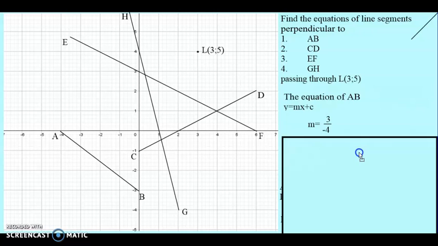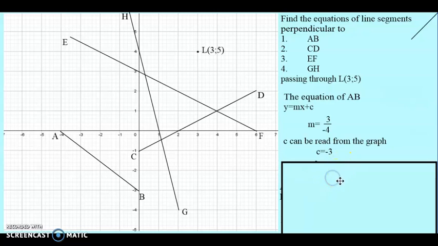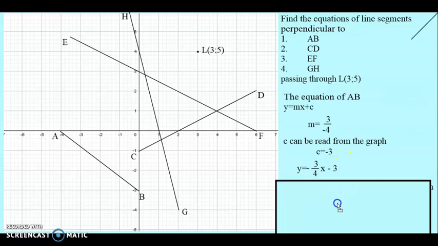Firstly, we know that the gradient of AB was 3 over negative 4, which is negative 3 over 4. C could be read from the graph, so that was negative 3. So our equation was y is equal to negative 3 over 4x minus 3.